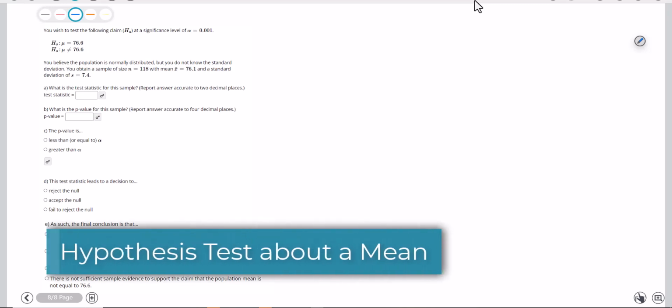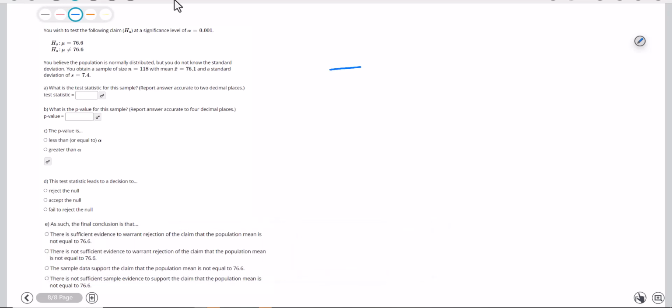All right, we just did a hypothesis test about a proportion, and now let's look at one about a mean. I can see that this is a two-tailed test because of the not equal in the alternative. I am testing 76.6. So this is my claim. This is my significance level.